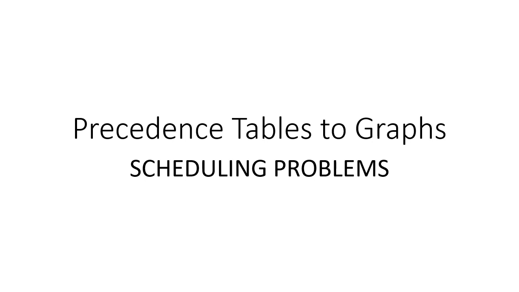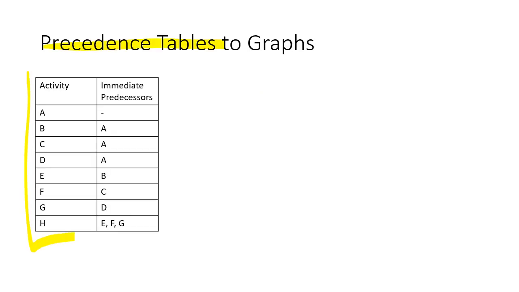We're going to talk about precedence tables to graphs. We might even go back the other way, graphs to precedence tables. And this is all part of scheduling problems. Precedence tables, that's one of these things, and that's what we're going to talk about. So what's a precedence table? It's basically about what comes first. That's what precedence kind of means, what comes first.